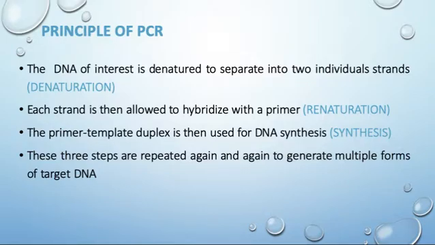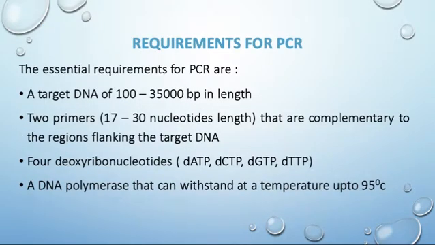Now what are the requirements of PCR? We have a number of essential requirements for PCR, that is the target DNA of 100 to 35,000 bp in length, and then you require primers, right? So primers must be sufficiently accurate. If they are not sufficiently accurate, then the DNA synthesis will not take place in the right way. So the reliability of the PCR depends on the primer that gets attached to the DNA strands.